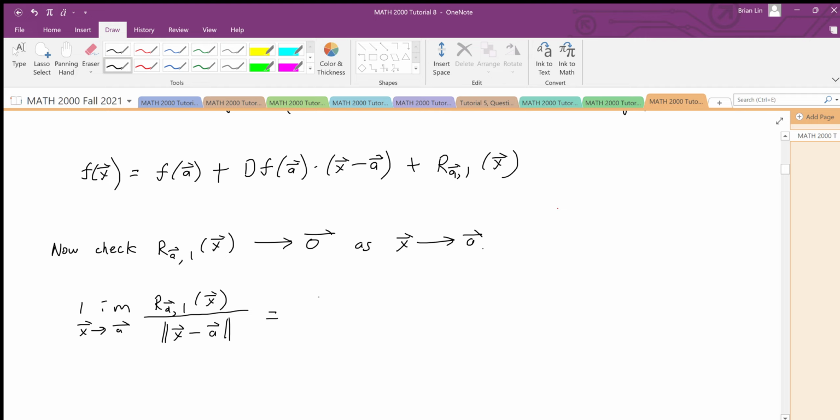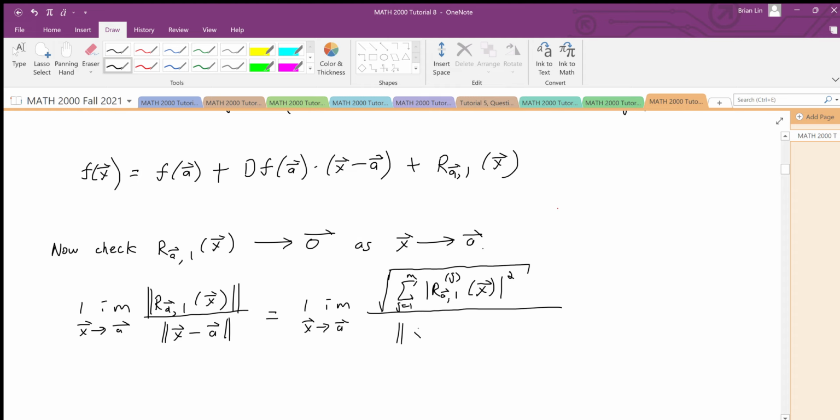So let's break this up for a sec. Oh, and the norm. Draw the norm too. So what is this guy? This guy is the square root of the sum from j equals 1 to m of R_j, for each component at vector x, squared. That's what the numerator is.